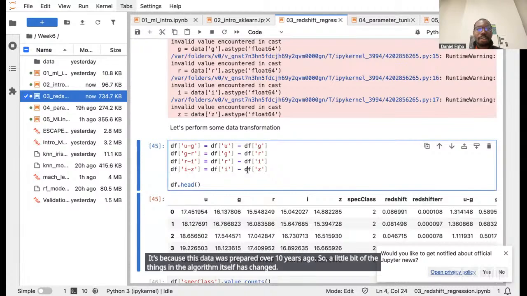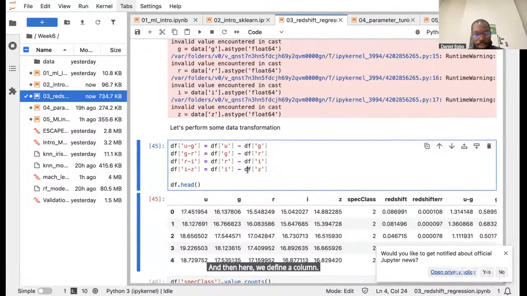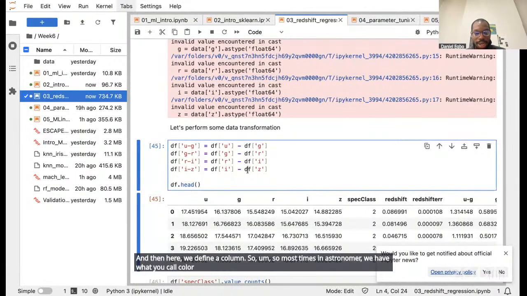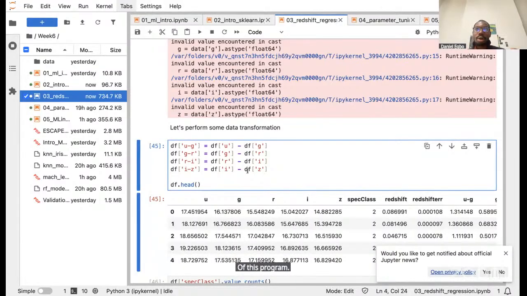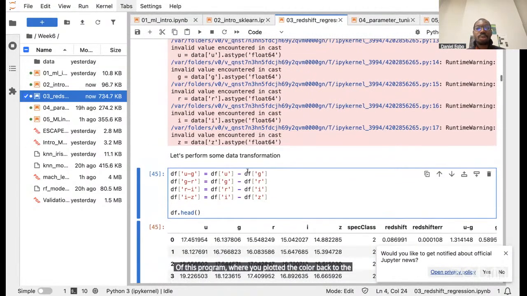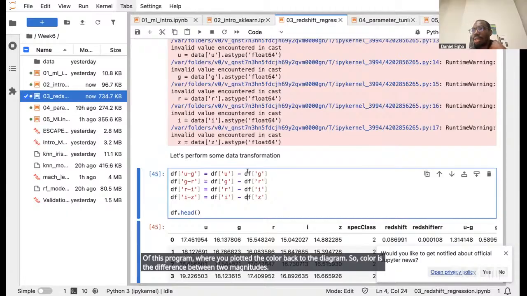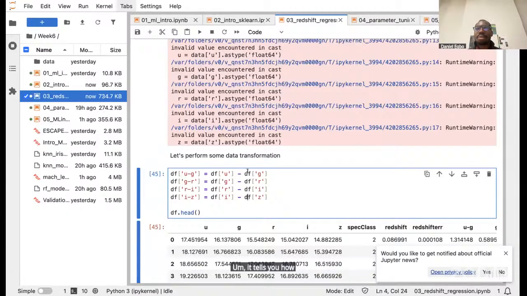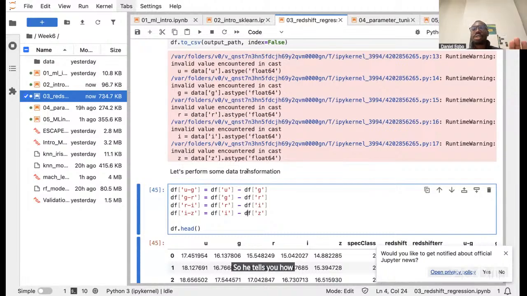And then here we define a color. Most times in astronomy, we have what we call color. You have encountered it, I think, in week 2 and week 3 of this program, where you plotted the color magnitude diagram. So color is the difference between two magnitudes. Most times it's ideal when you say blue and red color, or the normal colors you have in red, green, blue. So it tells you how there are changes in these magnitudes.